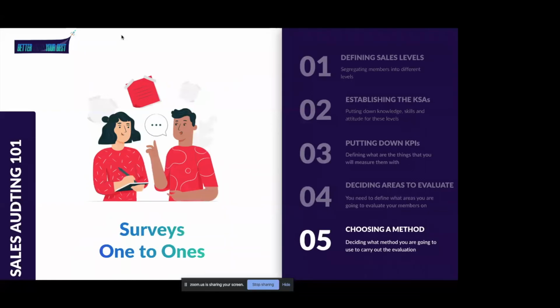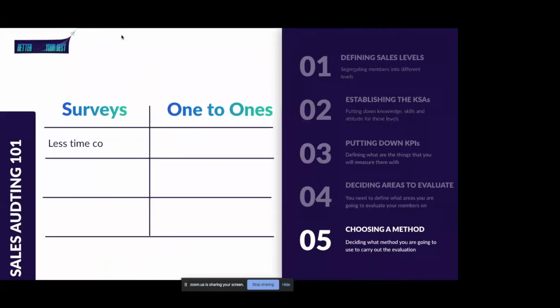Cool. And then the last step is deciding which method you want to use for the sales auditing. There are majorly two ways: either you take a survey or you do a one-to-one. There are different things which can happen in both these scenarios, right? Surveys are less time consuming because you just make a Google form, send it to all of your members, they fill it up and you get the response back. You can give your members a deadline, and at the same time the entire membership can finish up the sales auditing. One-to-ones are more time consuming because you are giving attention to each and every member, one member at a time, and that is going to be much more descriptive, right? Surveys are less detailed.